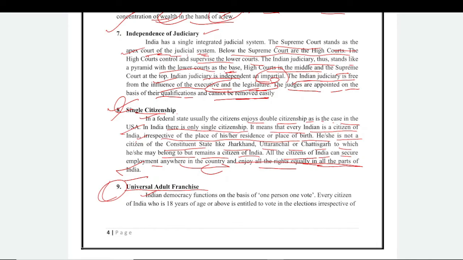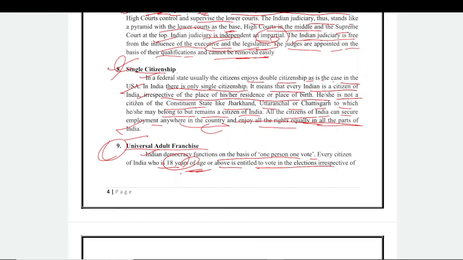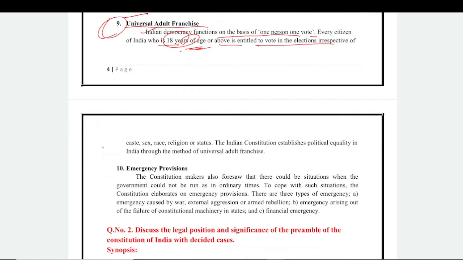The ninth salient feature of the Indian Constitution is universal adult franchise. Indian democracy functions on the basis of one person, one vote. Every citizen of India who is 18 years of age or above is entitled to vote in the election irrespective of their caste, sex, race, religion, and status. The Indian Constitution establishes political equality in India through the method of universal adult franchise.